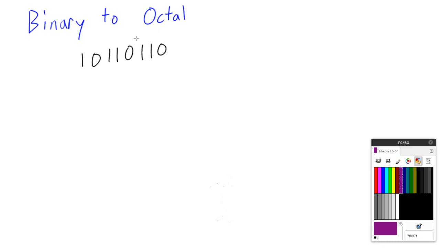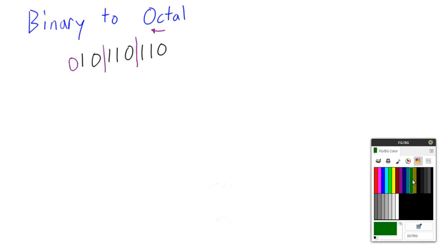So what I like to do is draw these dividing lines in our given number here in groups of three. And we want to start working from our least significant bit. So there's three, there's three. There's only two here, but remember we've always got an infinite amount of zeros going that way.